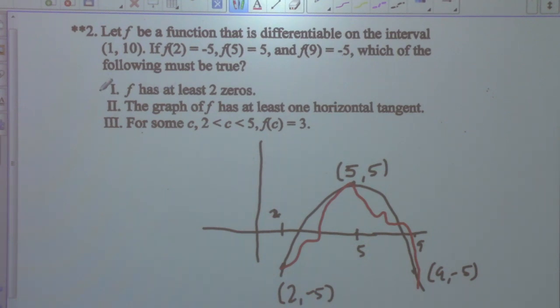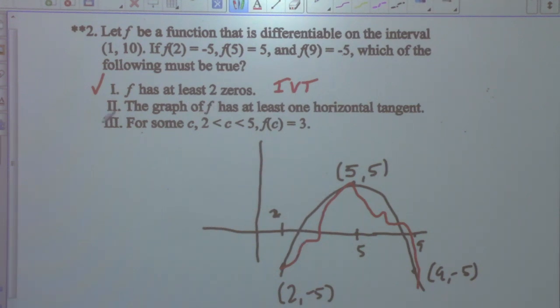Does f have at least 2 zeros? Yes. Why do we know that? Because they're right there, and it has to go through. What theorem do we use to prove that? The intermediate value theorem. Okay, next: the graph of f has at least one horizontal tangent.